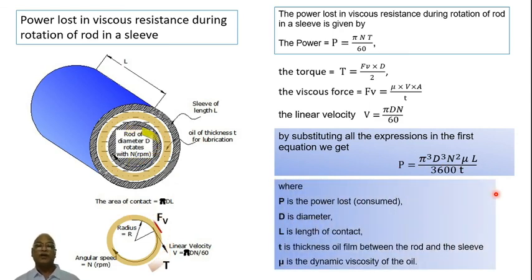So power lost is P, D is the diameter, L is the length of the contact, T is the thickness of the oil film between rod and sleeve, mu is the dynamic viscosity of the oil. Okay, that is the equation to be remembered.